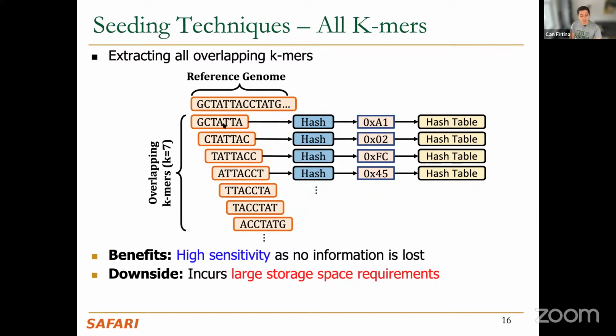So the benefit of such an approach is that it has high sensitivity because no information is lost. Literally, there is even redundant information here, because subsequent k-mers contain some redundant information, right? You can see this part of the sequence is shared across k-mers. So no information is lost and there is even redundant information. As a downside, it also incurs large storage space requirements. So these are the benefits and downsides of storing all k-mers in a hash table.